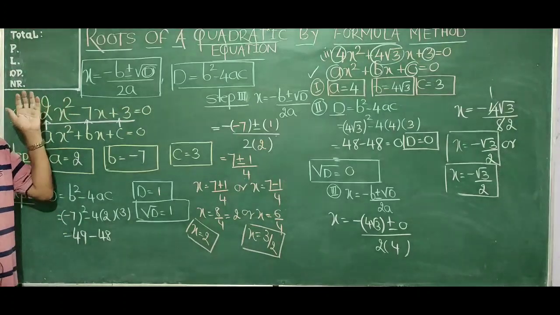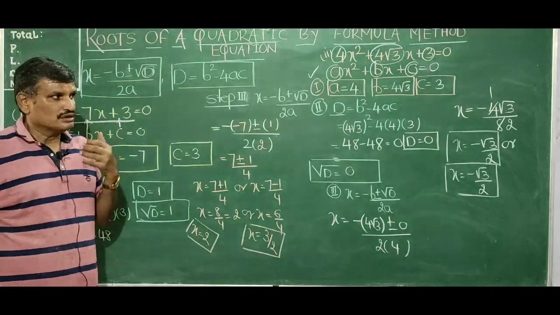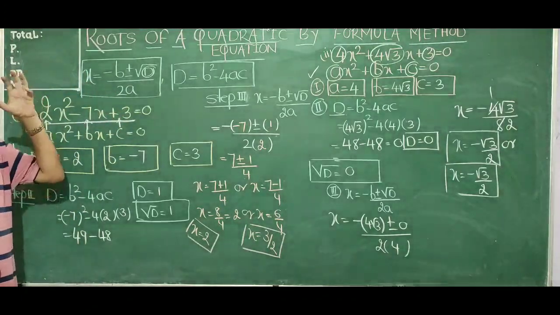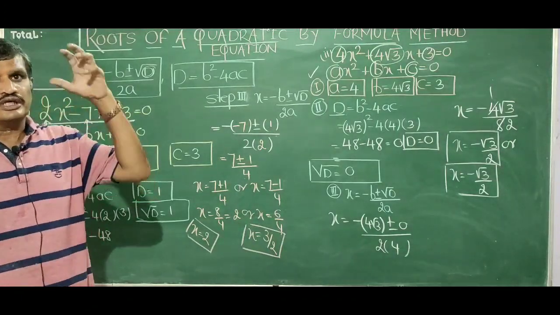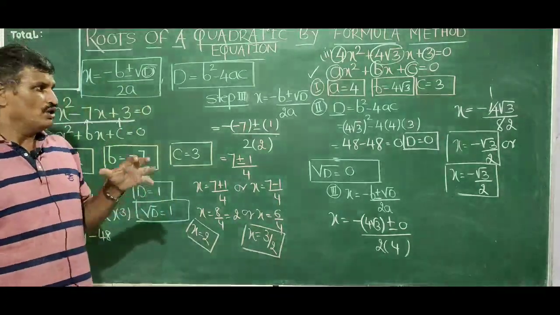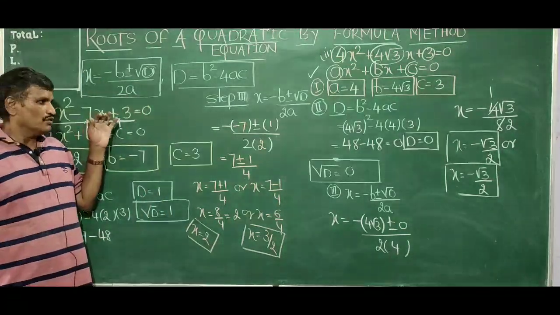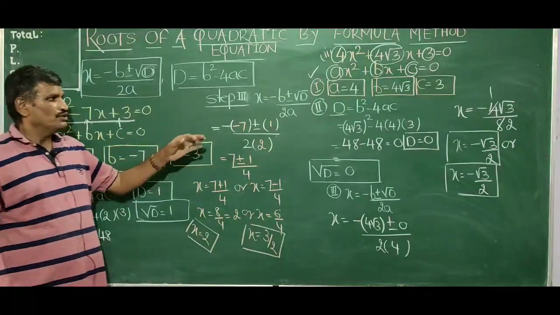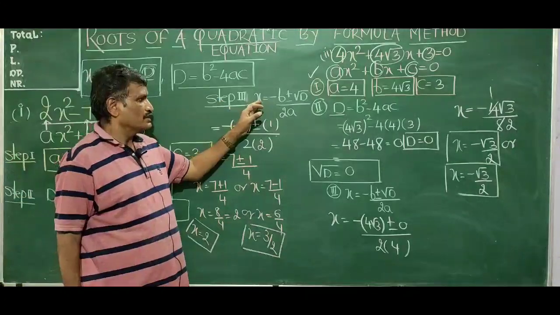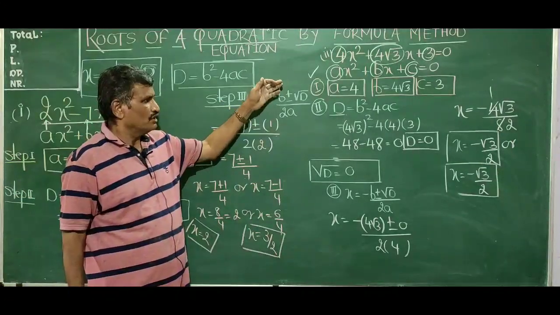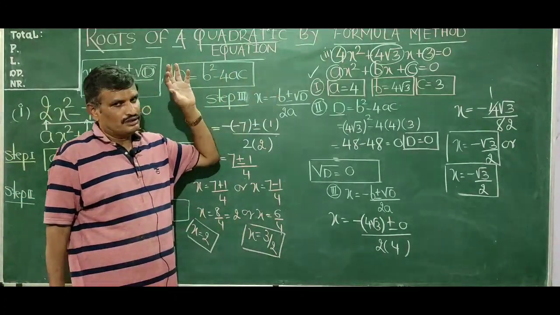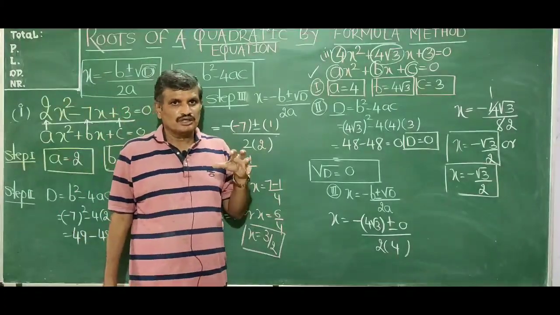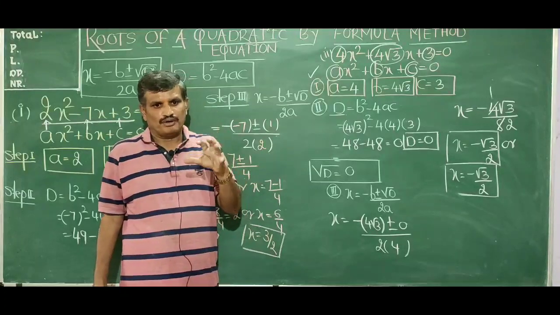The key points in the formula method are: first step, you have to find the value of A, B, C. Second step, you have to find the value of D. D means what? B squared minus 4AC. In the third step, you have to find the value of x. x is equal to minus B plus or minus root D by 2A. So if you follow these 3 steps in the formula method, you can solve any problem.